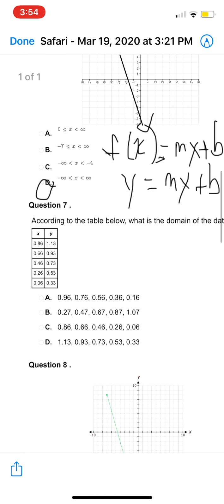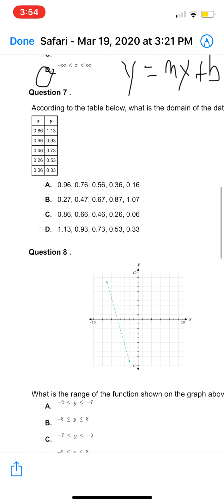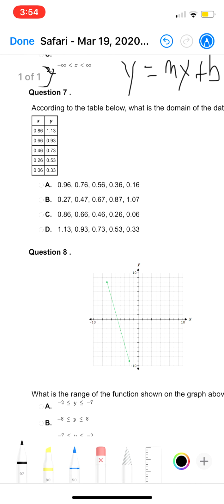Number 7 is basically the same thing that we did above. So it's asking for the domain. Domain are your x values. So C would be your answer there.